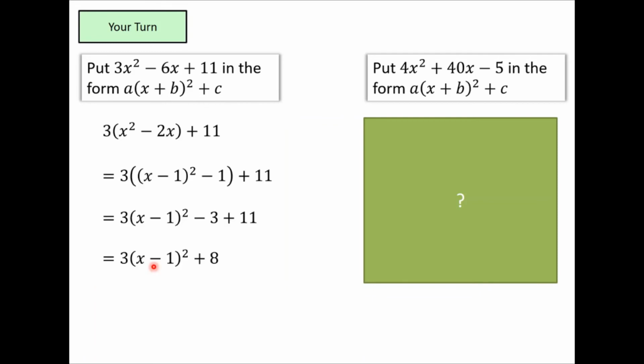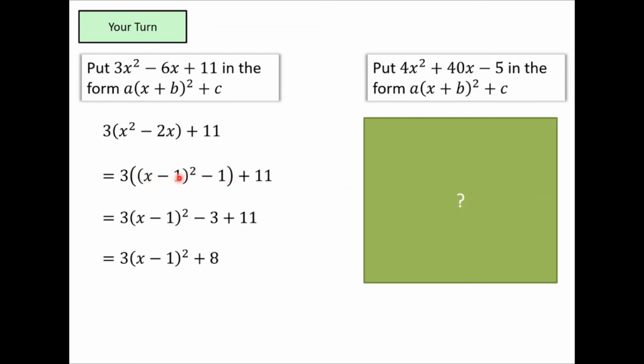For the answers for this first question, the first step is to factorize the first two terms. So you'll get 3 on the outside, and remember you're trying to make sure that the x squared term coefficient is 1. So here it'll be x squared minus 2x, plus 11 stays the same, and then you convert the x squared minus 2x into the completed square form.